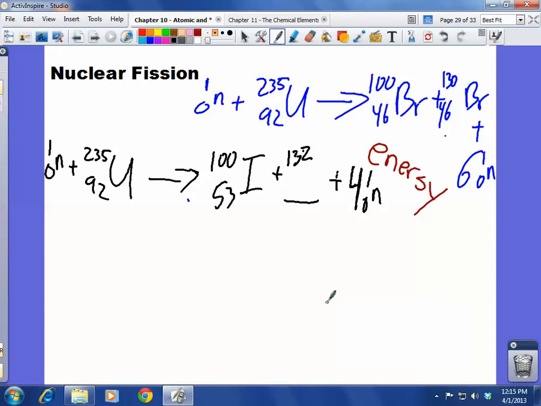Same way with the atomic number. I start with 92. These neutrons don't have any atomic number, but this iodine has an atomic number of 53. So 92 minus 53, I'm going to get 39. Now I can look at the periodic table and ask, what has an atomic number of 39? Y. Remember, you'll have your books with the full names of everything, the periodic table, for the test. So we're actually going to make Y, which is yttrium.